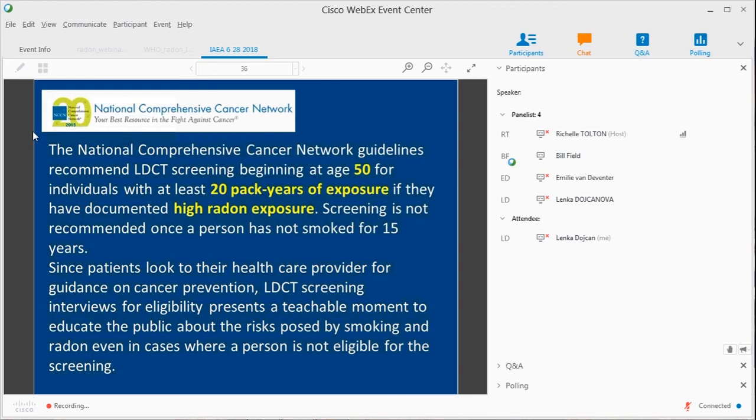Then the National Comprehensive Cancer Network developed guidelines that require fewer pack years of exposure for getting the exams if someone has a history of high radon exposure. This isn't the one adopted by big agencies like Social Security and Medicare, but it shows the importance of radon in the decision of whether or not someone should get screened.